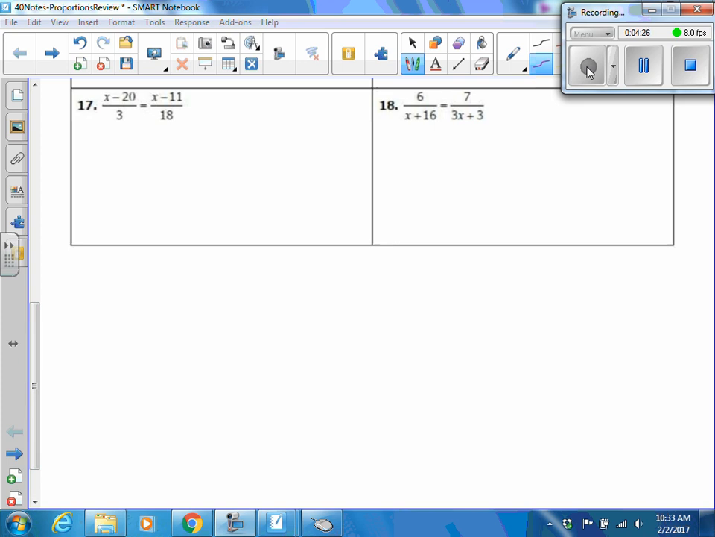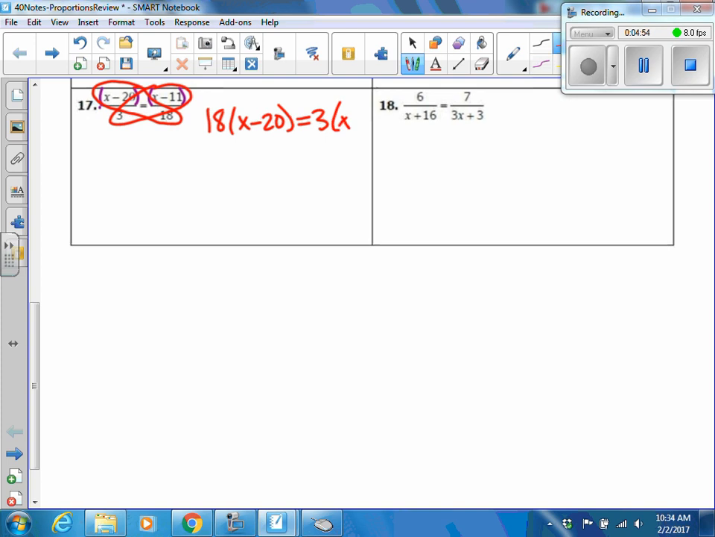Okay, in our last example, you'll notice that both the fractions have a binomial in their numerator. So we're going to use the same process. Add those parentheses for each of the binomials, and then get ready to cross multiply. So the x minus 20 is going to get multiplied by the 18, and the x minus 11 will get multiplied by the 3. So let's set that up. 18 times x minus 20 equals 3 times x minus 11.